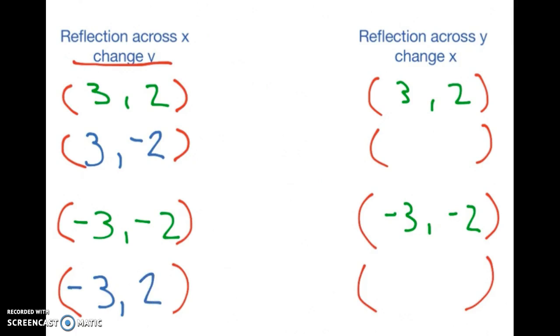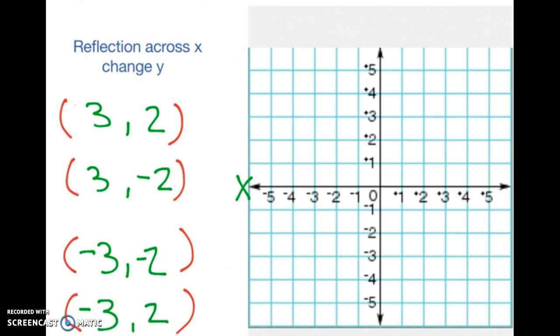For reflection across the y, this time we change the x. So for the first ordered pair, we have a +3. Well, for reflection, it goes to a -3, and the y stays the same. Let's look at the bottom. -3, so because we're changing the x, it'll be a 3, and we keep the y, so it'll still be a -2. Now we're going to plot the points.